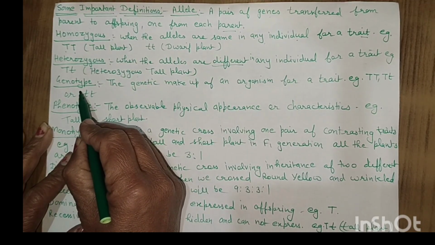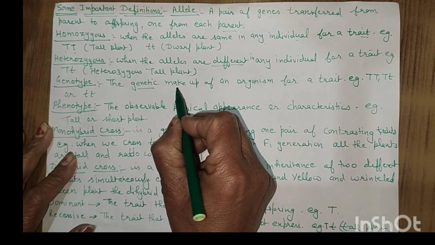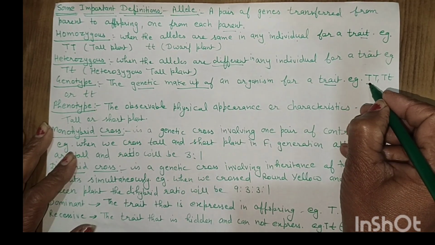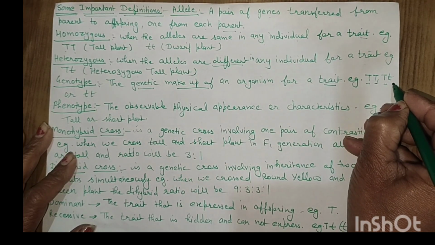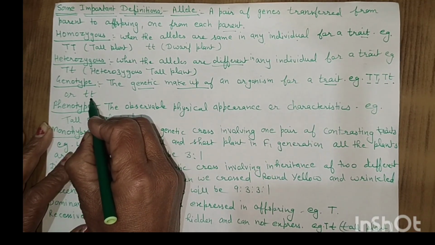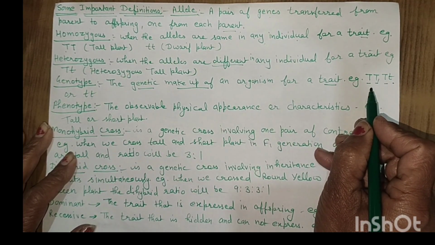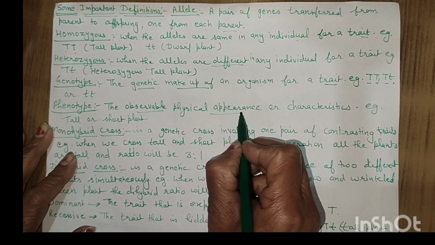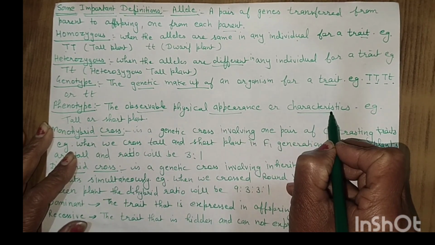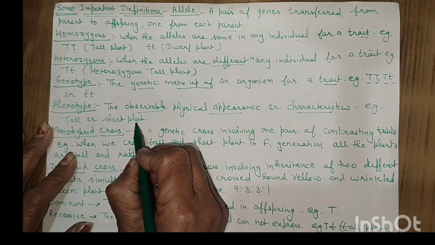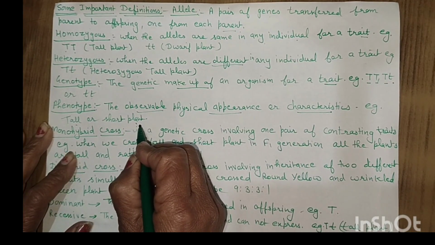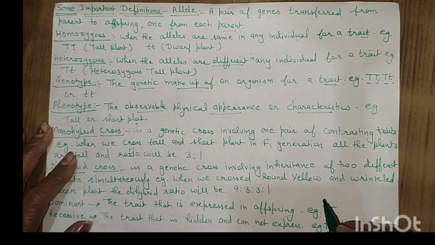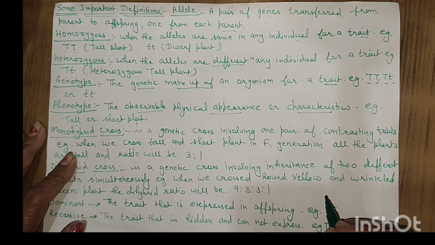Now what is genotype? The genetic makeup of an organism for a trait. Example, capital T and small t. These are the genotype of a plant. Phenotype, the observable physical appearance or characteristics. Example, tall or short, wrinkled or round seed, and violet color and green color. All these are the phenotype.